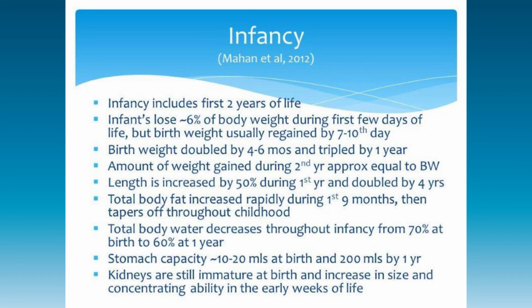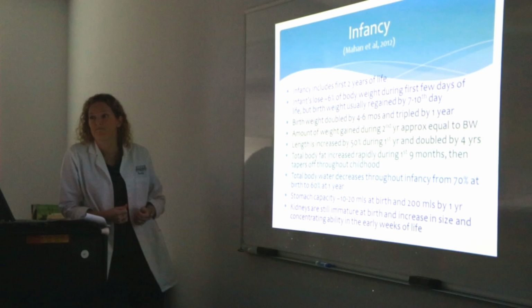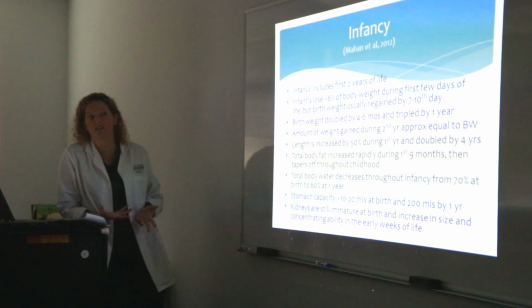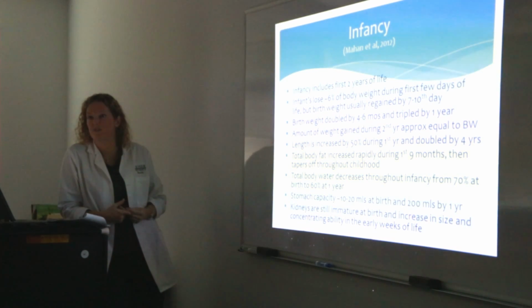So that's a good rule of thumb. The amount of weight that they gain during their second year of life should be approximately equal to whatever their birth weight was. So if they were 7 pounds at birth, they should gain about 7 pounds during that second year of life. Their length is increased by 50% during the first year, and then it's doubled by 4 years. So if their birth length is 18 inches, it should be 36 inches at 4 years. They should be about 3 feet, so it should double.